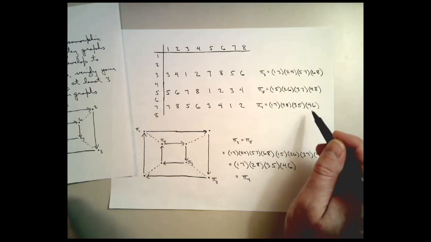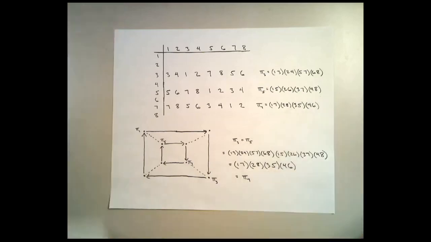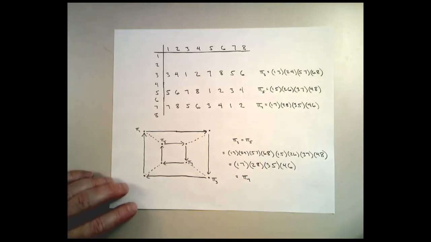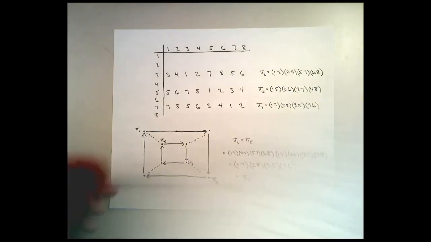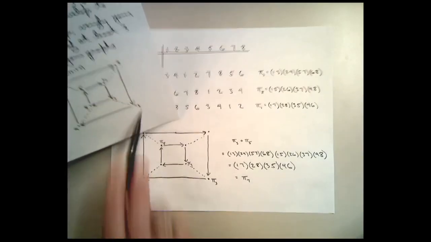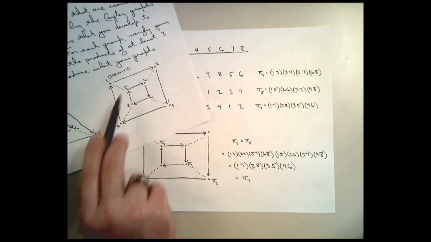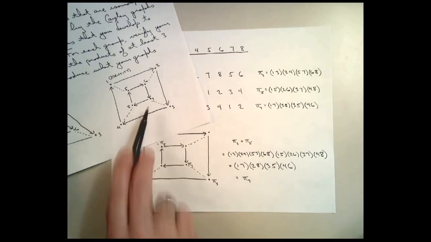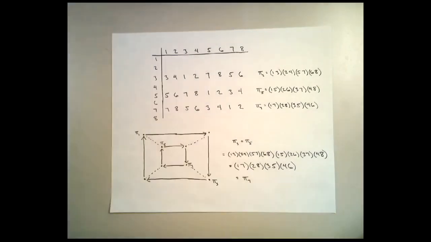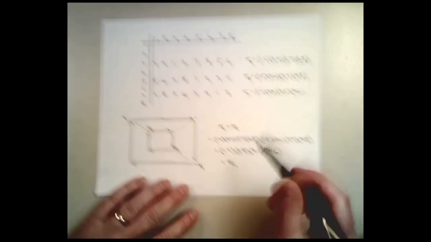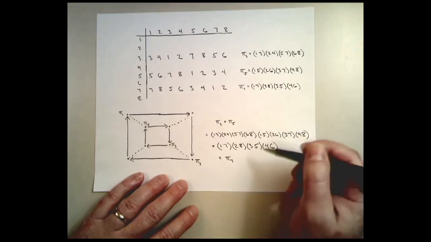You can double check to make sure that you get the same answers I got there, and then go ahead and relabel the graph. So in place of 3, I have pi 3. In place of 5, I have pi sub 5. In place of 7, I have pi sub 7. So you'll relabel the graph, and then I want you to check.